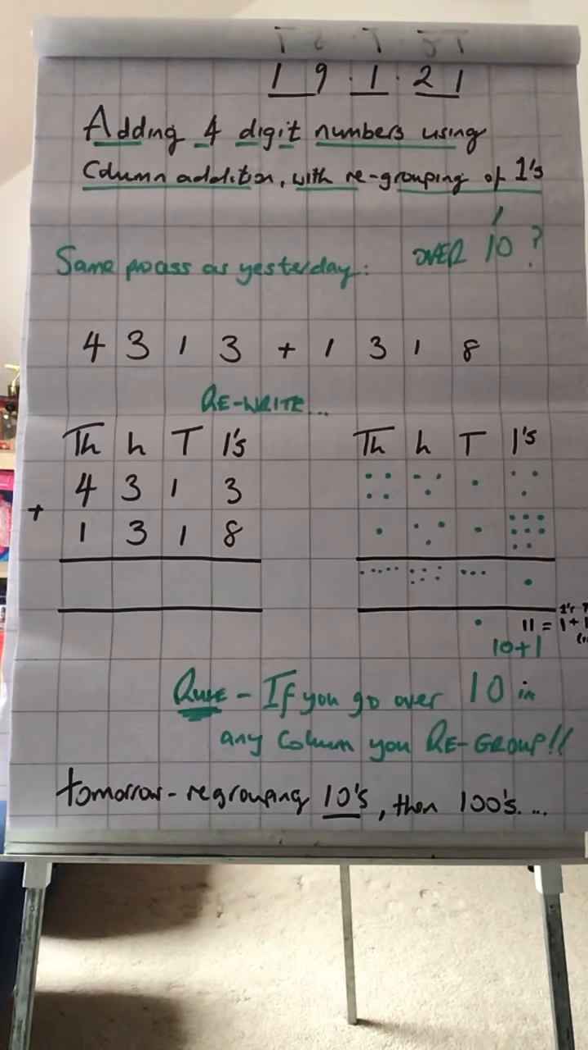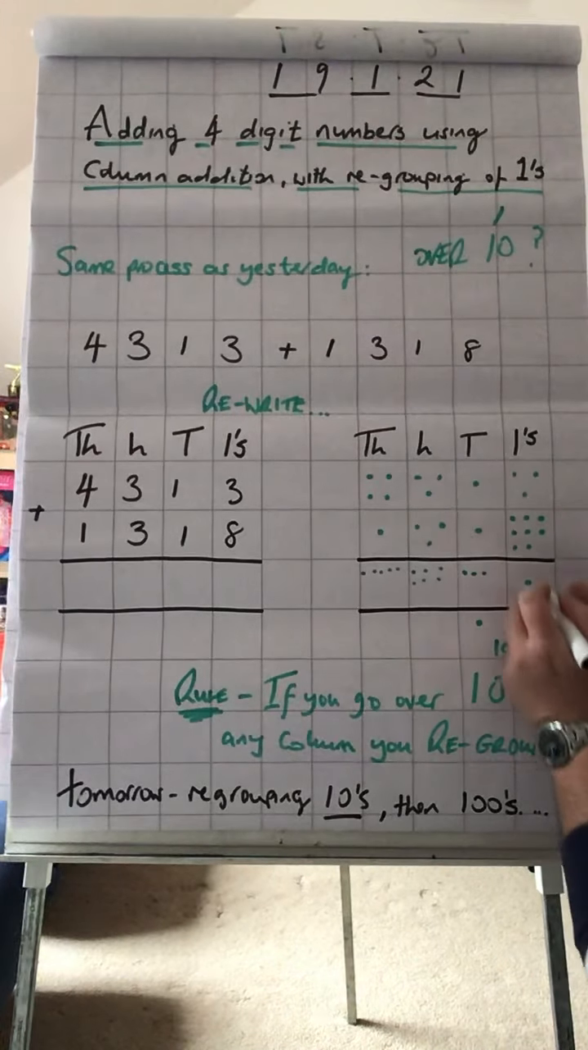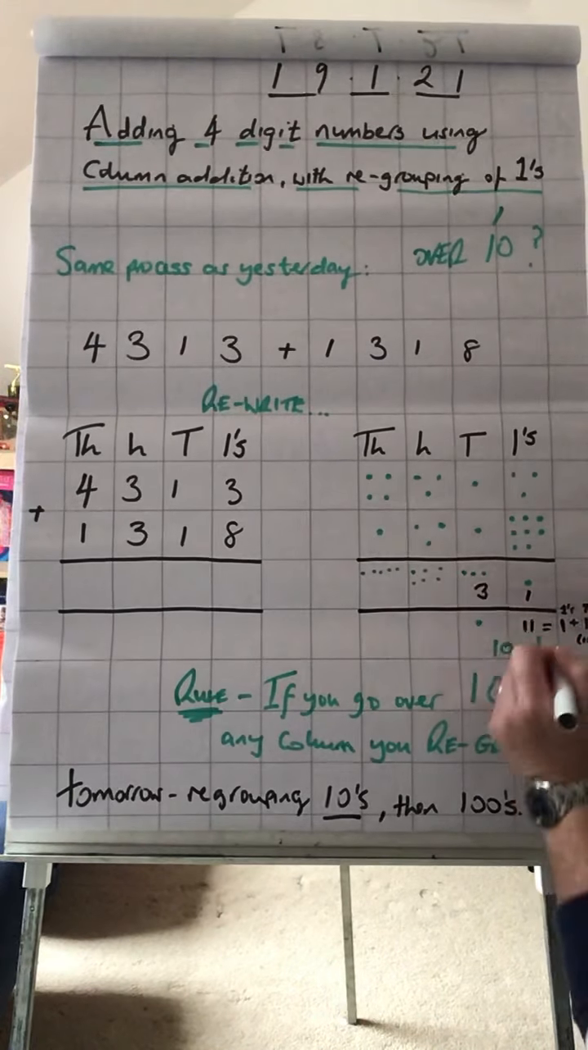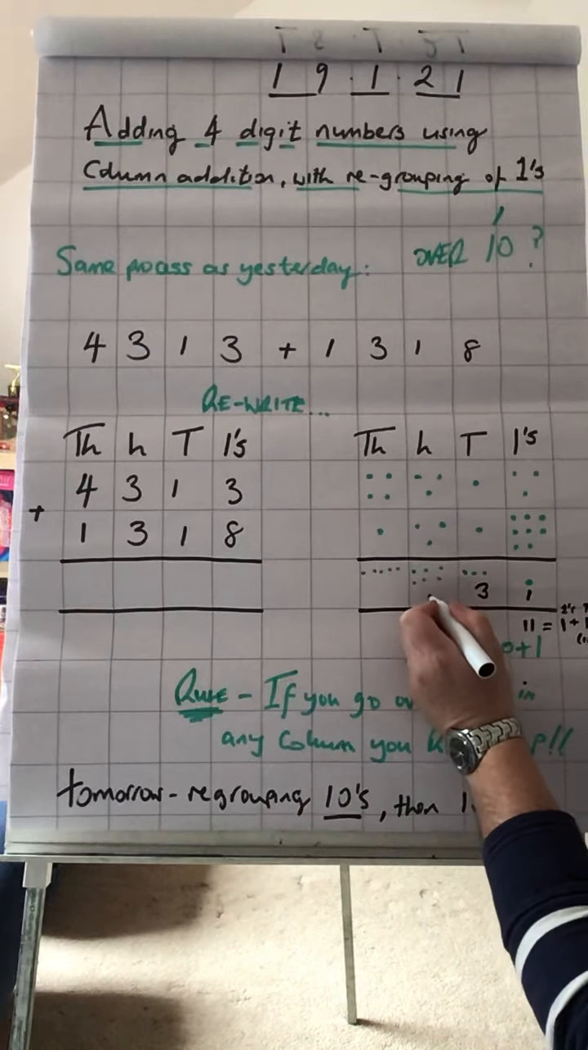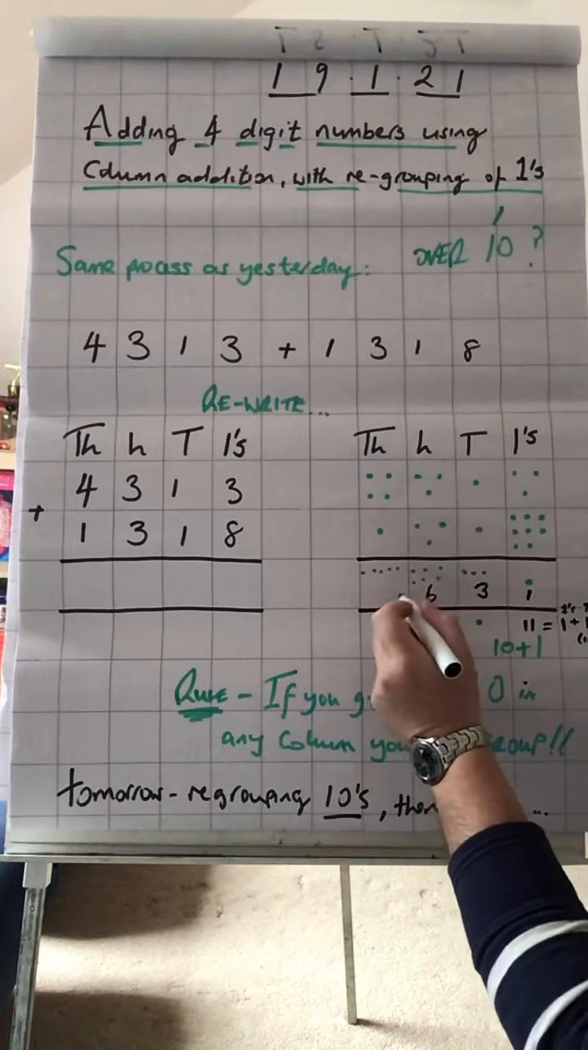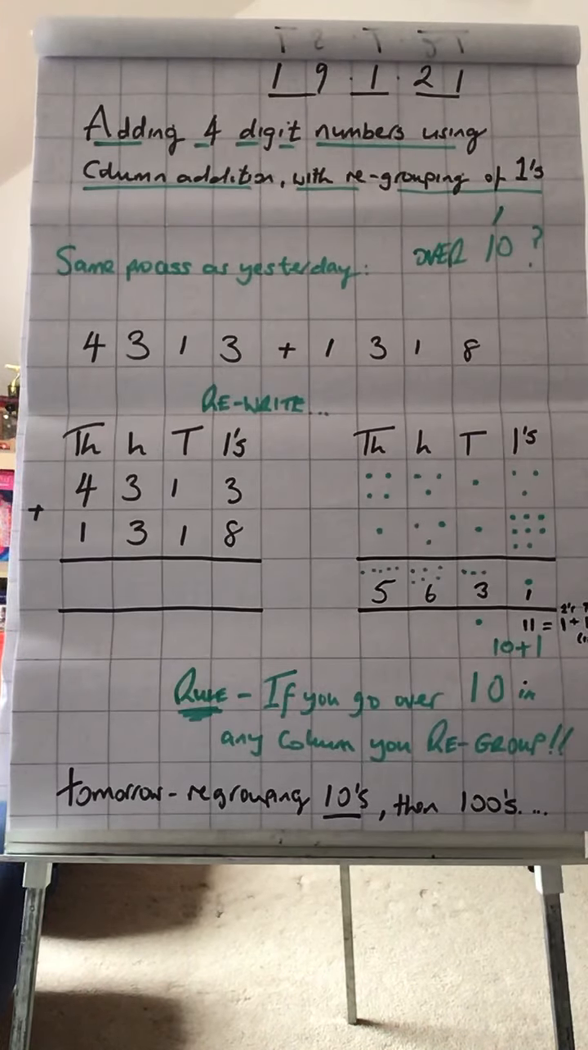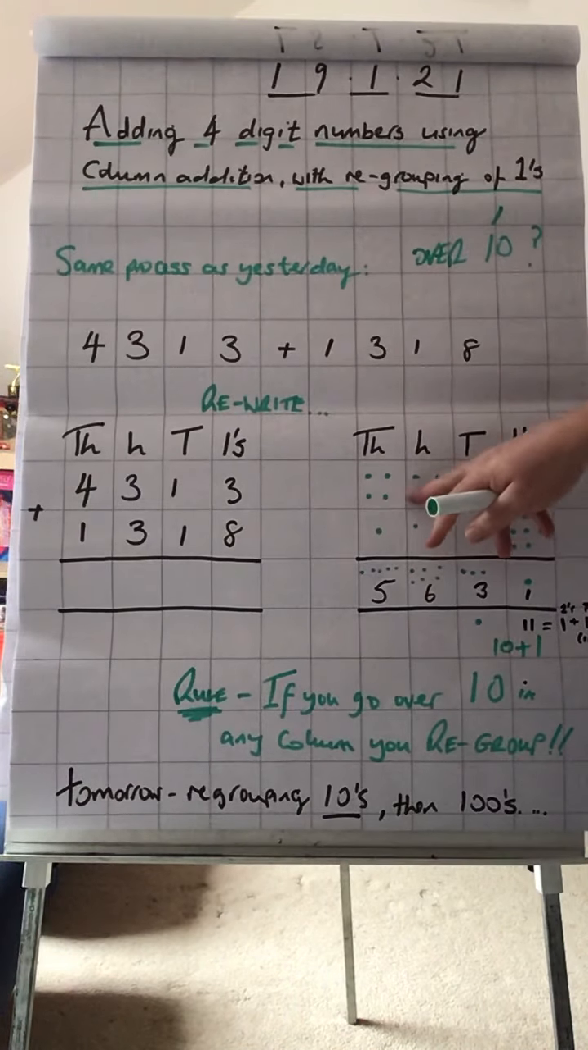Now if I actually use those dots and turn them into numbers, all I need to do is share with you what each dot's value is. So 1 dot is worth 1, 3 dots in the tens column is worth 3, 6 dots in the hundreds column is worth 6, and 5 dots in the thousands column is worth 5. Okay, so that's my answer so far, 5,631.